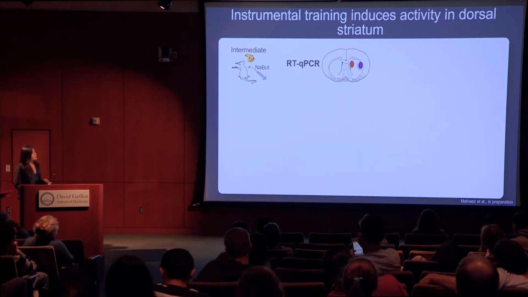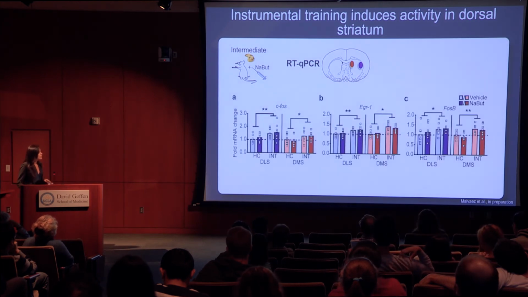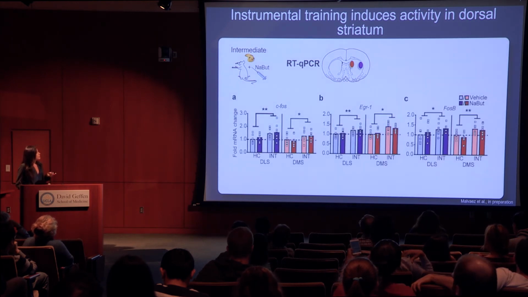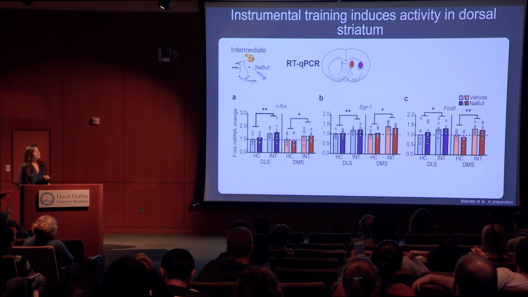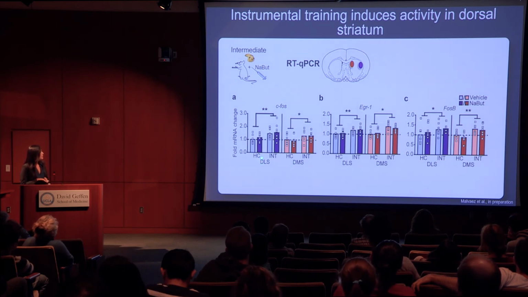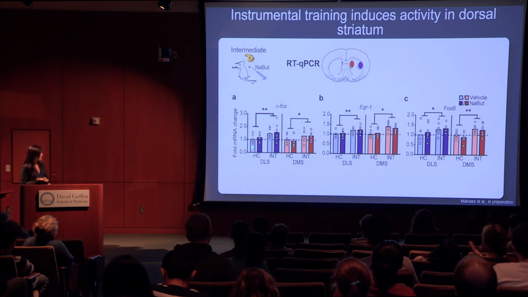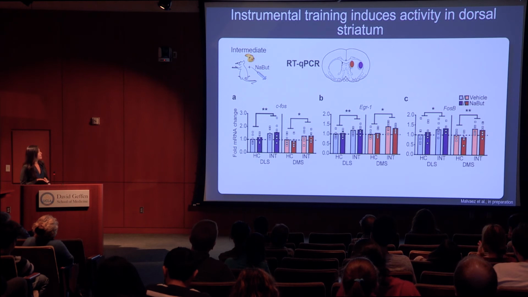So in collaboration with Pam Kennedy, what we did was look at several different genes. We started off with a panel of immediate early genes, and it looks a little bit busy, but generally, we looked in both the dorsolateral striatum and the dorsal medial striatum in home cage control rats and intermediately trained rats with either vehicle in the lighter colors or sodium butyrate in the darker colors.